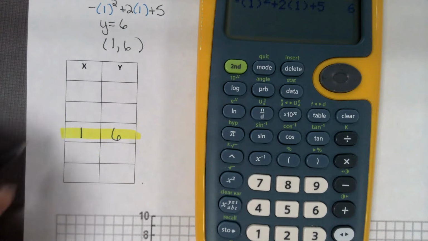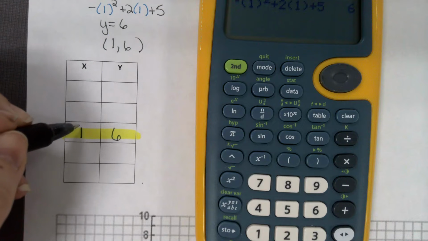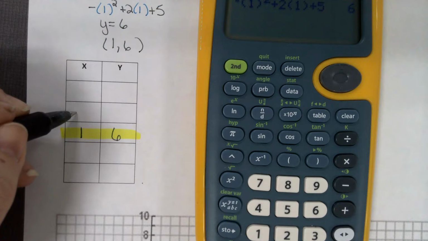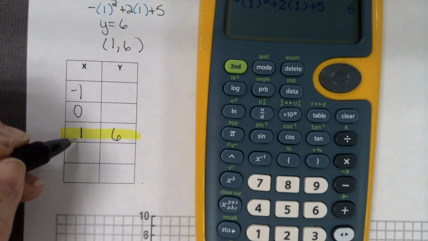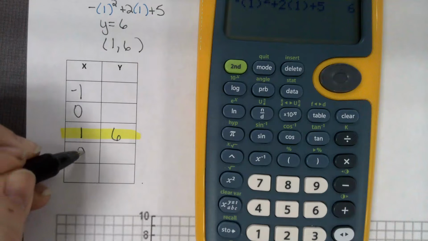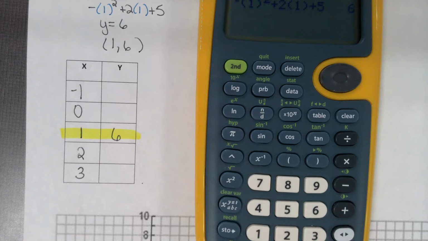So how do we come up with the other points? We're going to count down. So 1 counting down would be 0. Counting down again would be -1. Go back to 1 and now count up. Counting up 1 would be 2. Up 1 more would be 3. Now the reason why we want to make sure that our vertex is in the middle is because we want to make sure that we have ensured points on either side of that vertex so that we can get a nice round shape. And now we'll do just like we did in our previous standard, plugging in these values in for x.